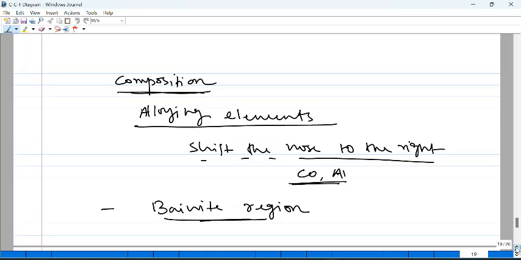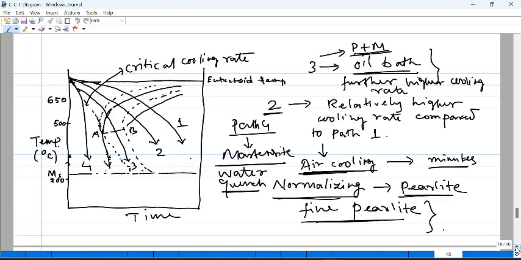So what we want to do today is understand the transformation along this path, path number 4. That is nothing but quenching, and as we have seen before, if you do quenching, then the steel is going to transform to a phase called martensite. And this particular transformation is quite different from all other transformations that we have talked about, particularly the pearlite transformation that we have discussed.